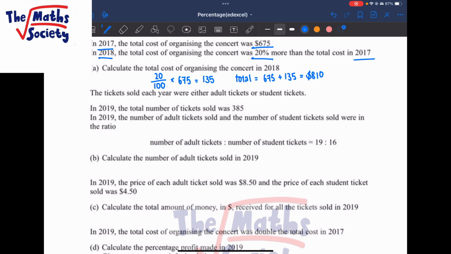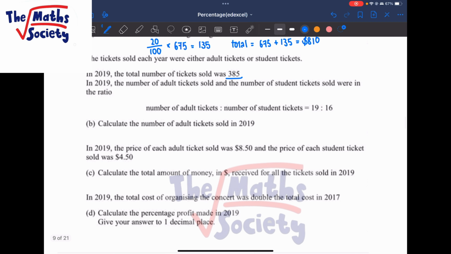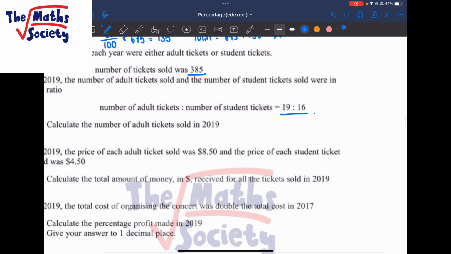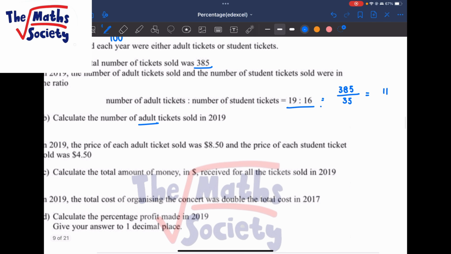It says the tickets sold were either adult tickets or student tickets. So in 2019, the total number of tickets was 385. The number of adult tickets sold and the number of student tickets sold were in the ratio 19:16. You need to calculate the number of adult tickets sold in 2019. So we know that this one has 35 units. So that's 385 divided by 35, which gives you 1 unit as 11. So it's 19:16, right?